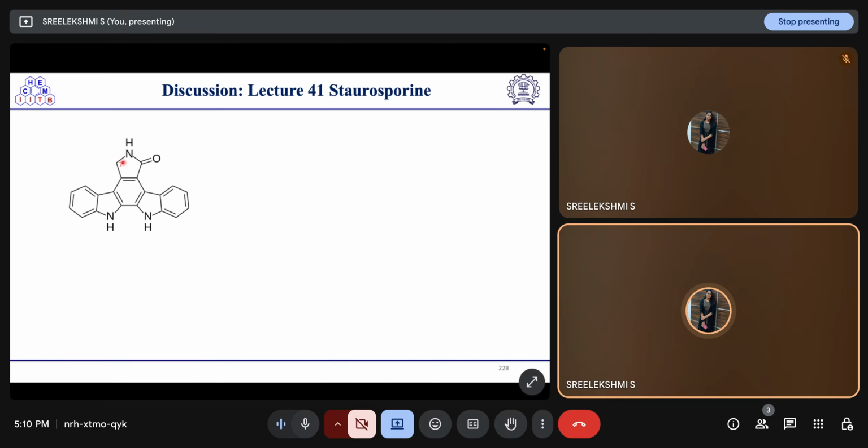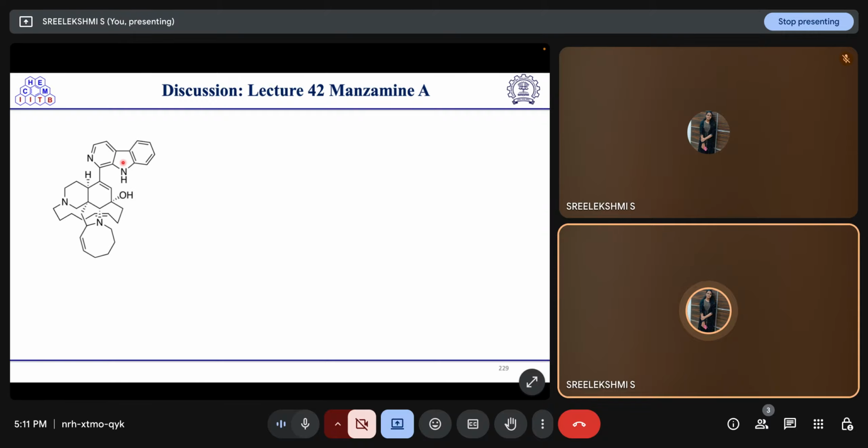The overall yield of this synthesis was 9.61 percent, and they also employed a successful ring expansion strategy to form the common intermediate, and from it they completed the total synthesis of staurosporine. So that was about staurosporine.